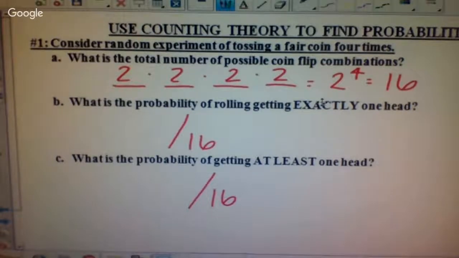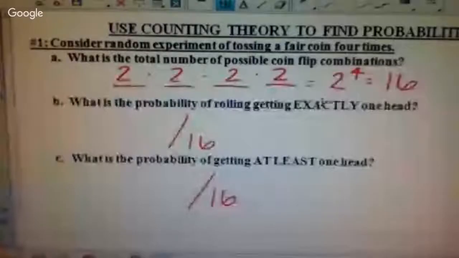What is the probability of getting exactly 1 head? 1 out of 16. Here comes that exact word again. When we did exactly in sections 15.2 and 15.3, what did we use? Permutations or combinations?